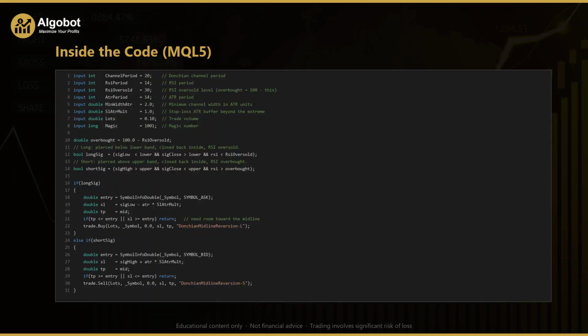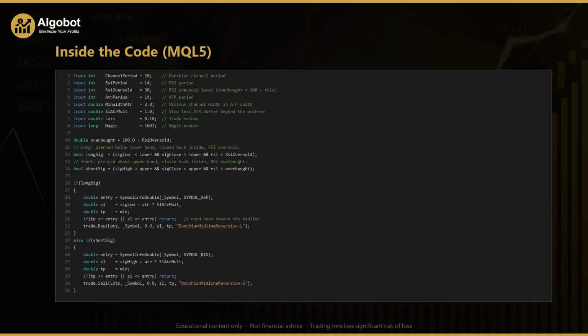Here's the heart of the strategy in MQL5, styled as you'd see it in MetaEditor. At the top are the input parameters you can tune. ChannelPeriod sets how many bars define the Donchian channel. RsiPeriod and RsiOversold control the momentum filter. Note the overbought level is simply 100 minus the oversold value.